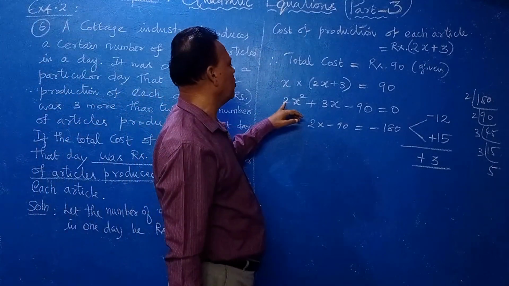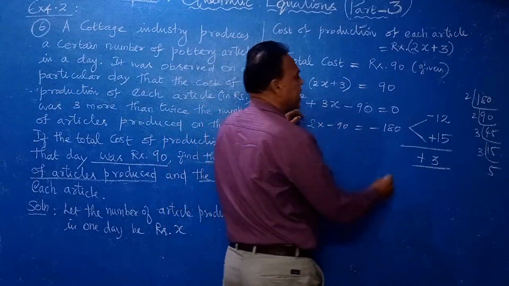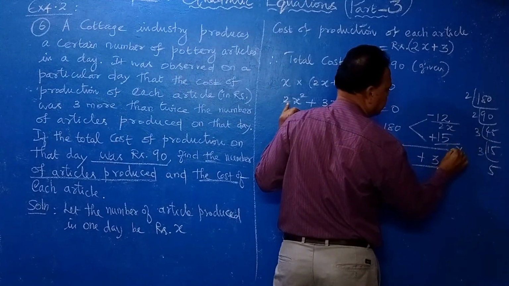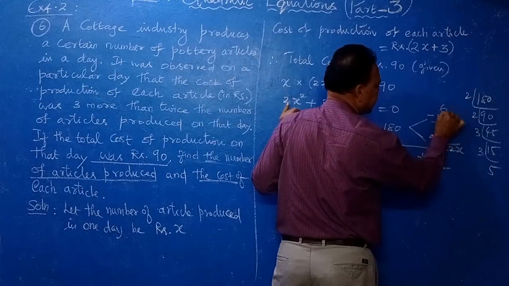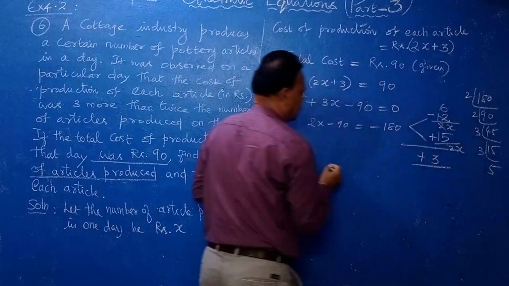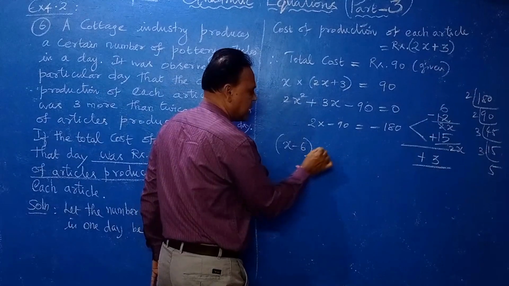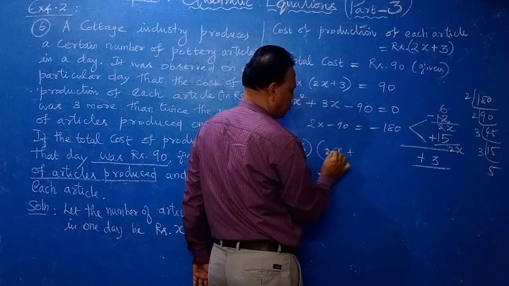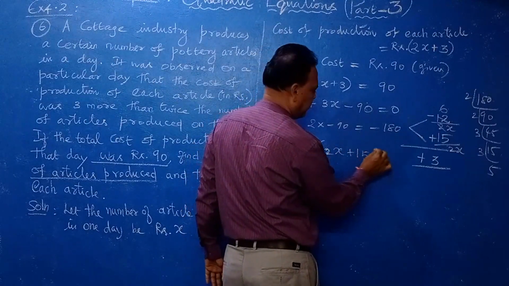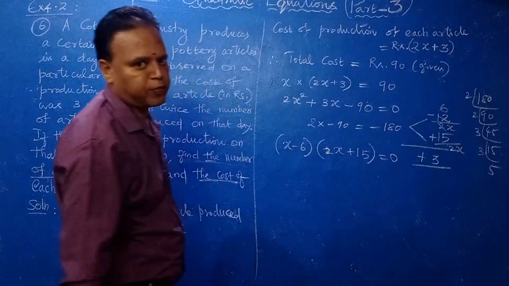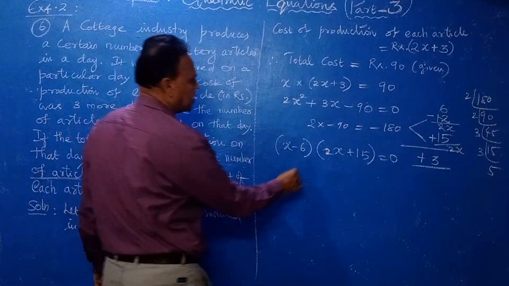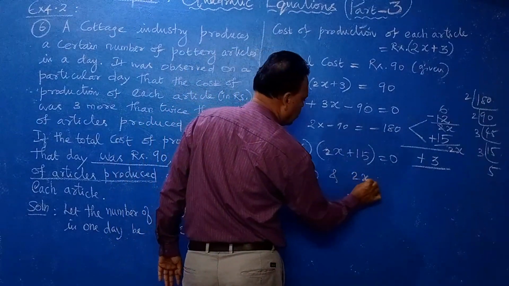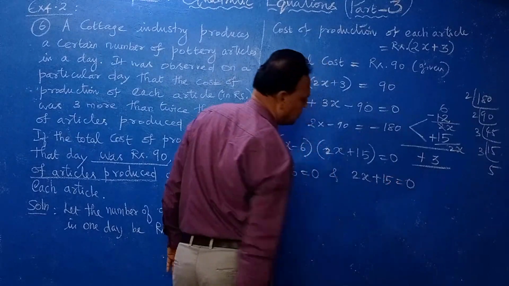Now here, in 2x squared the coefficient 2 is there, so write 2x here, and here also write 2x. Simplify this. One factor is x minus 6, and another factor is 2x plus 15. Both factors equal to 0, so make each factor 0: x minus 6 equal to 0 and 2x plus 15 equal to 0.